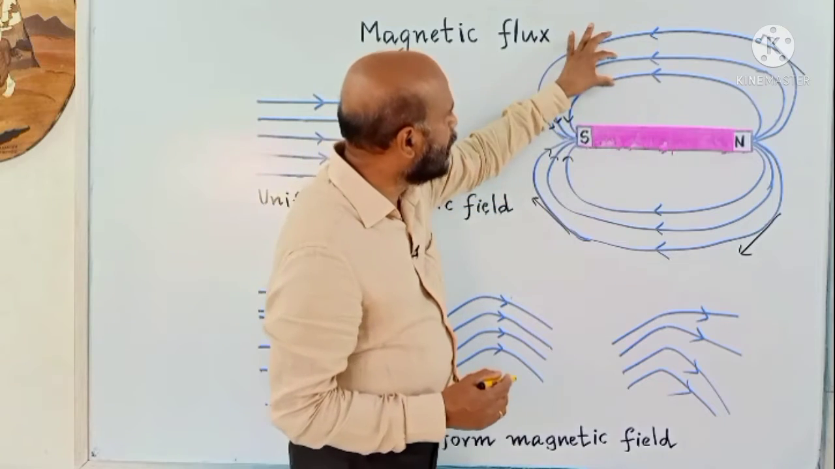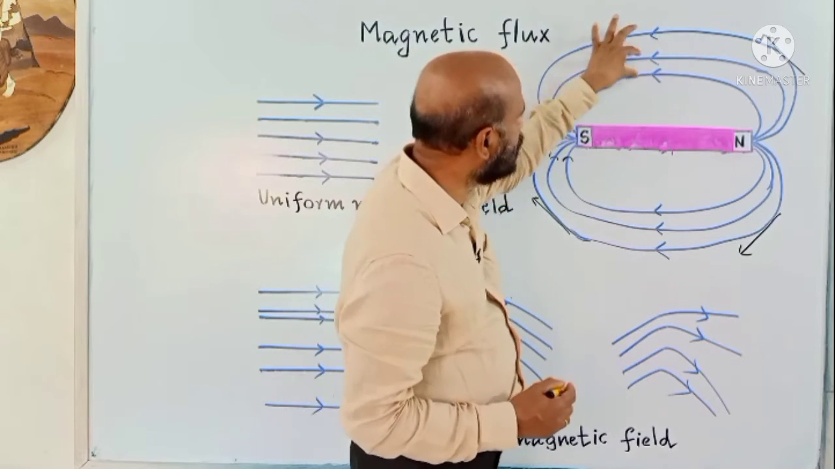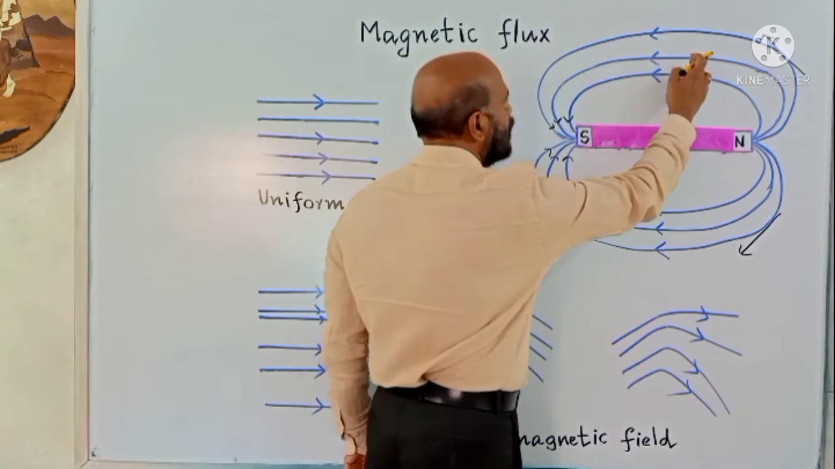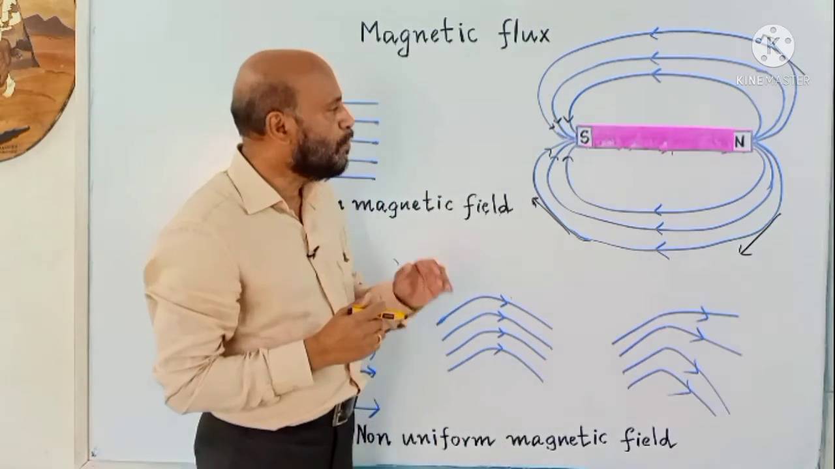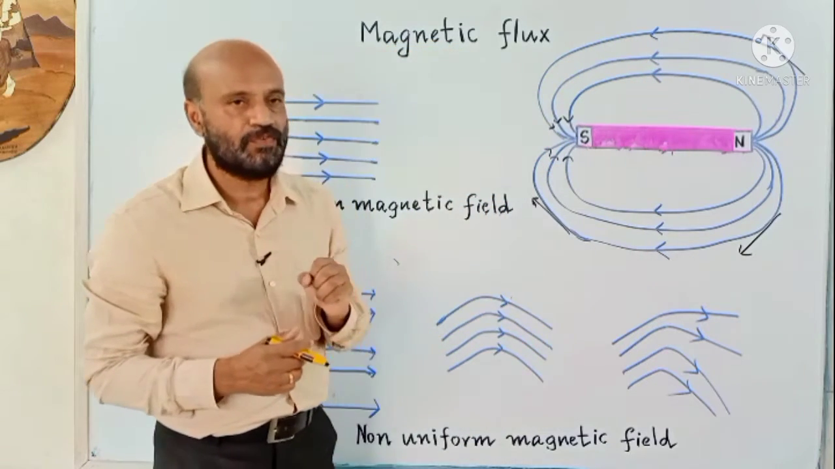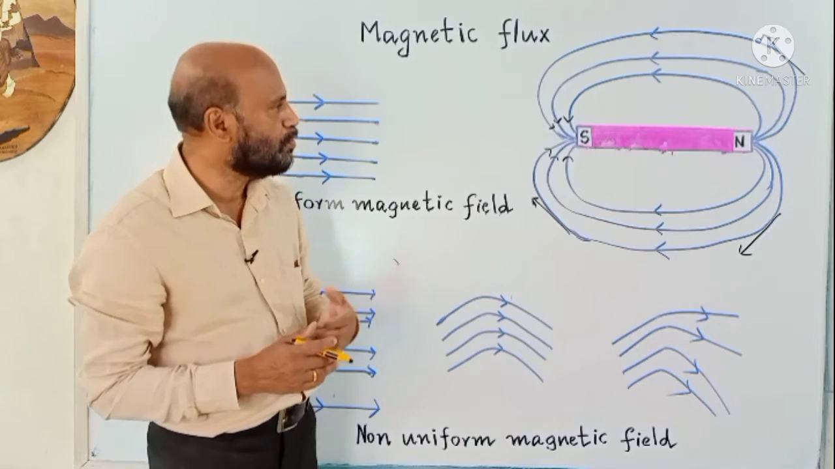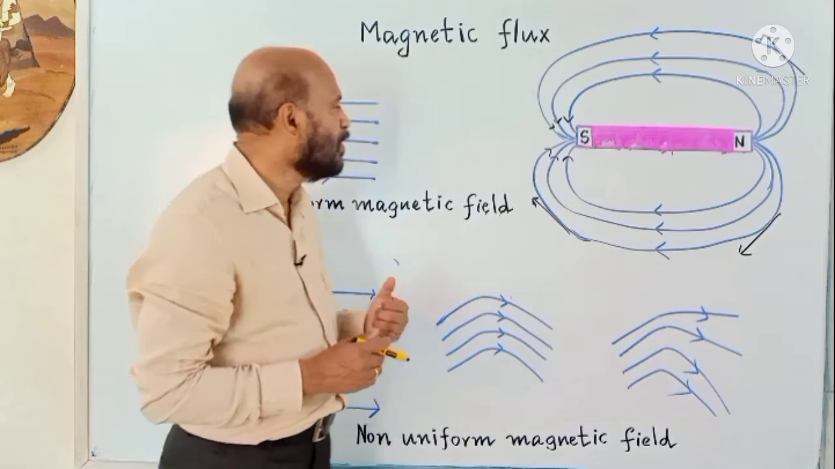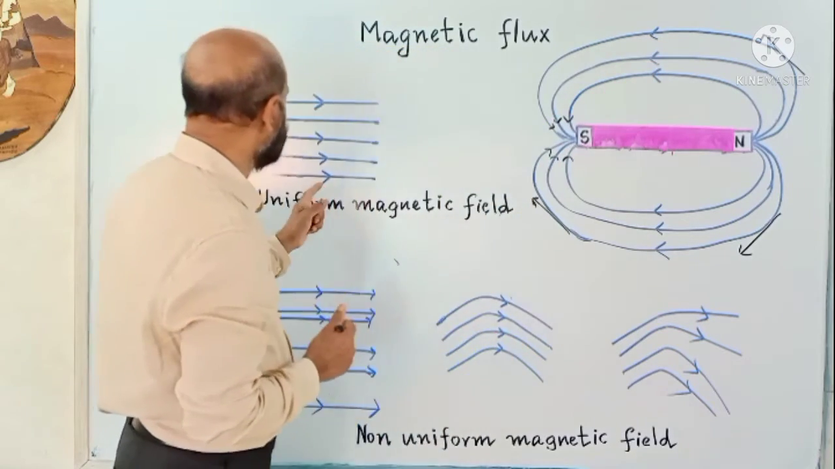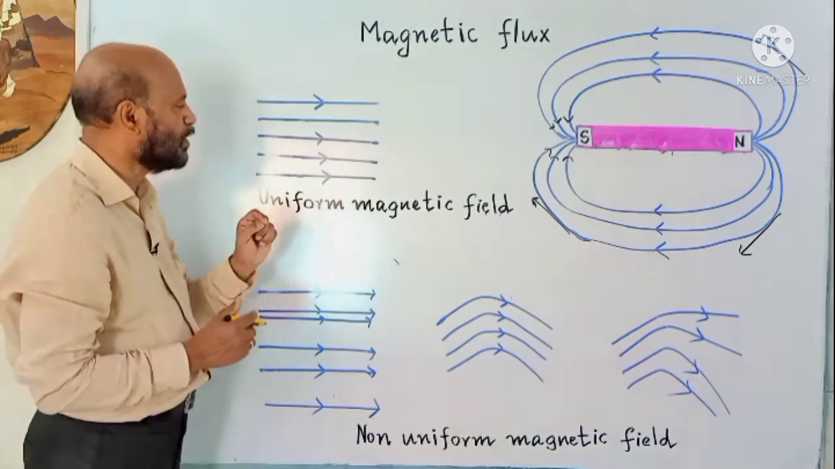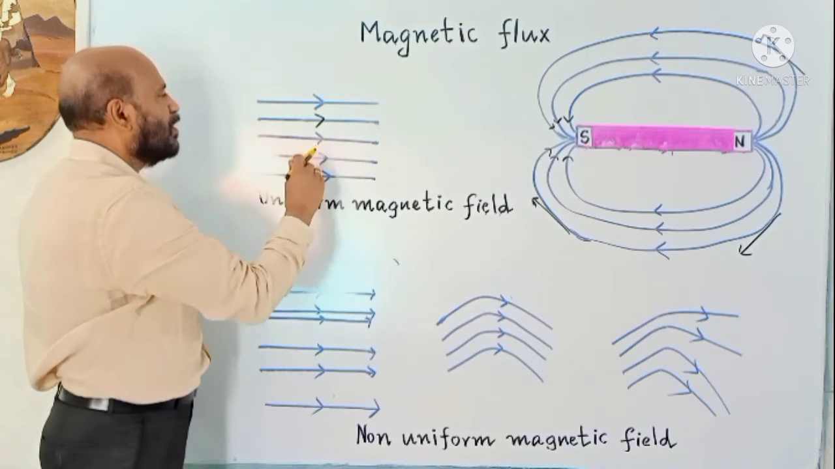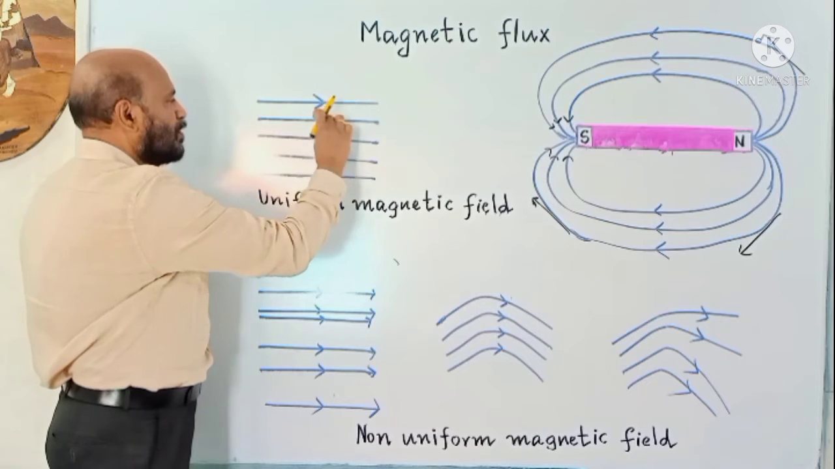Then here you can see the gap here and the gap here is more or less the same. So that means the intensity of the field here and here is equal and the direction is equal. So a uniform magnetic field can be represented by parallel lines. So magnetic fields are of two types: uniform magnetic field and non-uniform magnetic field. So this is a uniform magnetic field. You can see the direction is the same and the gap here and gap here, everywhere it is the same.